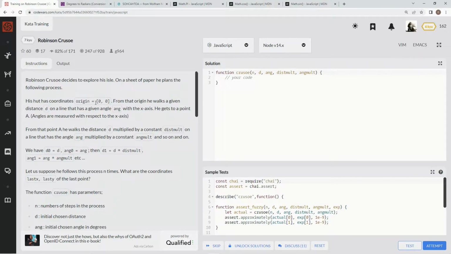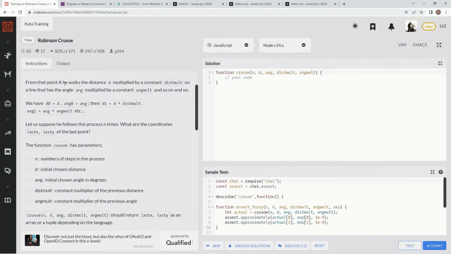His hut has coordinates origin 0, 0. From that origin he walks a given distance d on a line that has a given angle ang with the x-axis. He gets to a point A. Angles are measured with respect to the x-axis. From that point A, he walks the distance d multiplied by a constant dismult on a line that has the angle ang multiplied by a constant ang mult, and so on and on. We have d0 equals d, ang0 equals ang, then d1 equals d times dismult, ang1 equals ang times ang mult, etc.